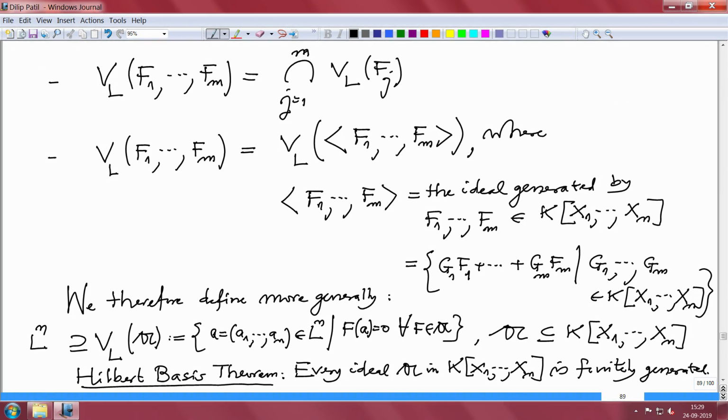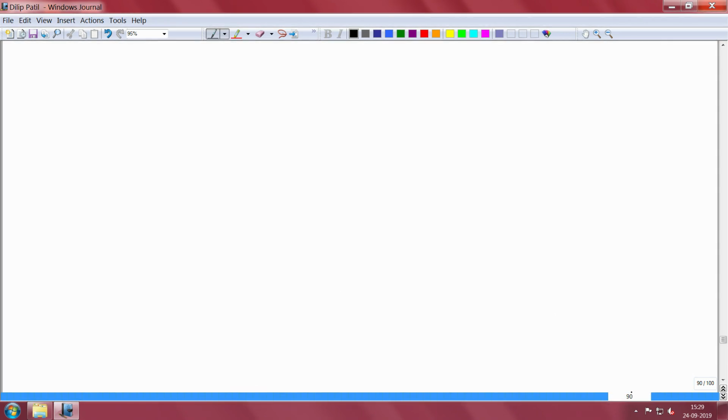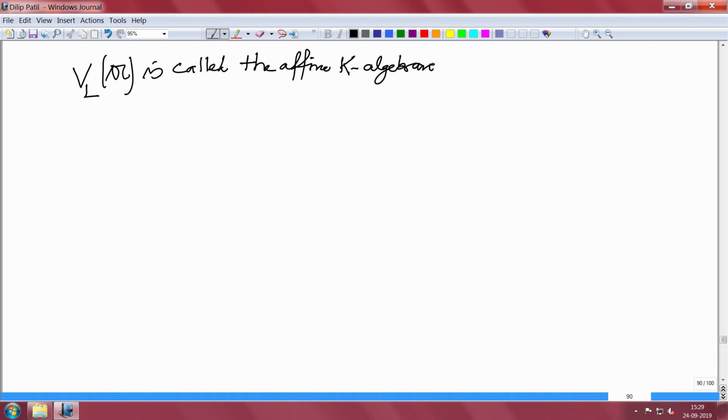Alright, now one more observation I want to make. So, I will write on the next page. VLA is called the affine K algebraic set defined by an ideal A inside the polynomial ring K[x1 to xn].